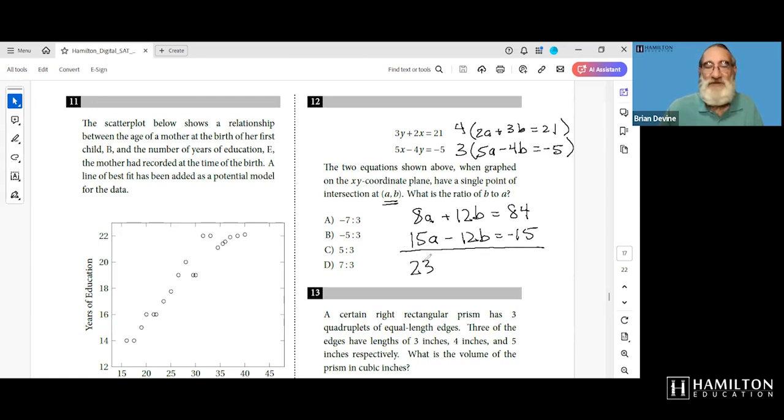And I'm going to get 23A equals 69, which tells me that A must be 3, and I can stick that into either equation to find out that B would equal 5. So the ratio of B to A should be 5 to 3, which thankfully is an answer. And even better, it's the correct answer.